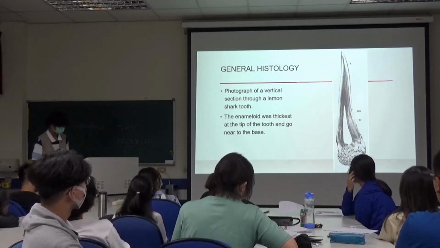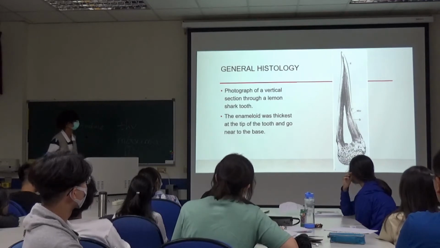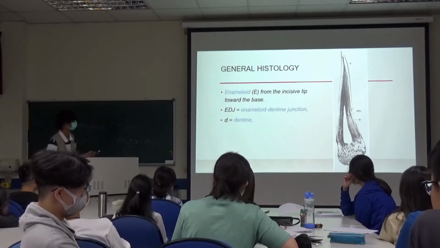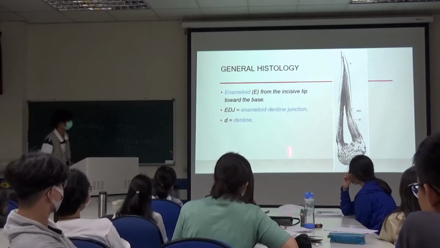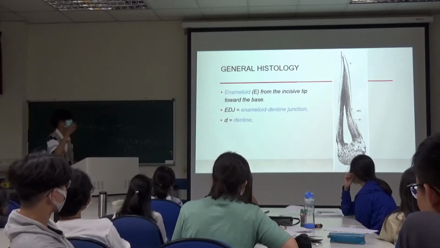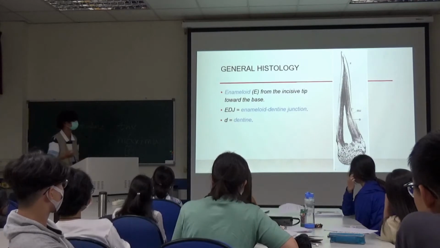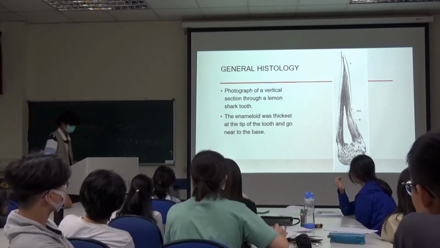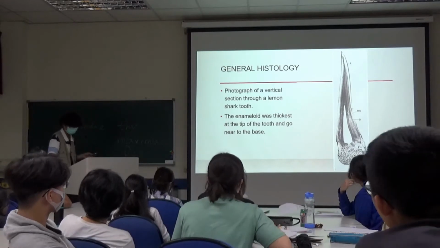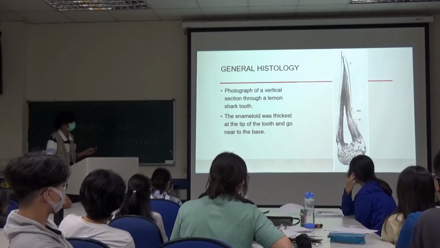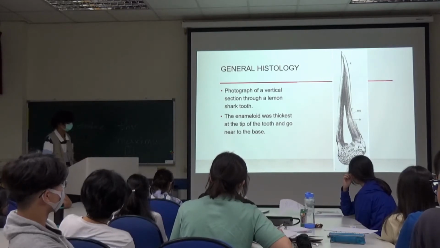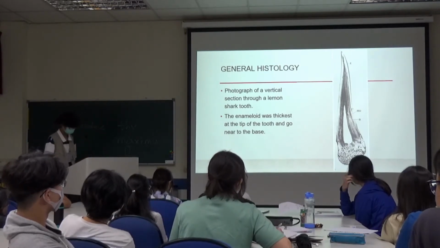And this is the result of histology. As you can see, E means the enameloid, and D means dentin. Dentin is the inner part of your teeth, and also ejection. So, as you can see, the top of the tooth is the thickest part, and it goes thinner near the base.